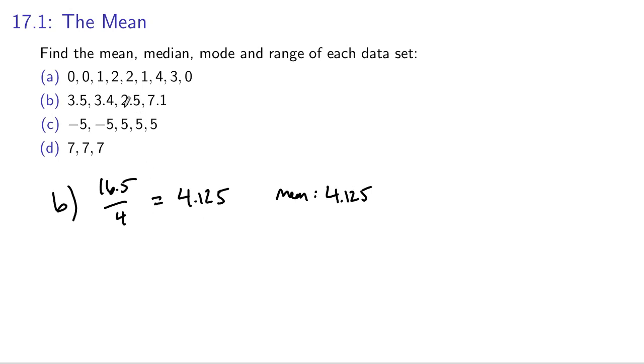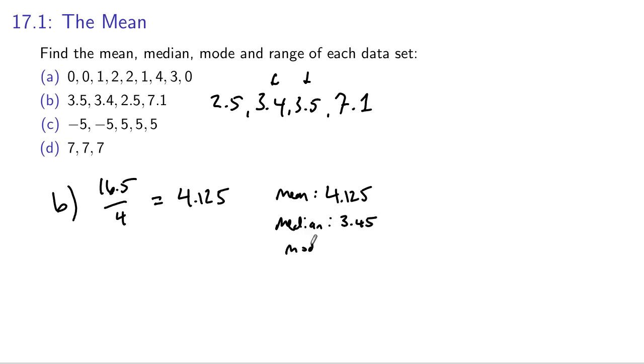This is almost sorted. Well, it's not really. Let's sort it. So 2.5, 3.4, 3.5, 7.1 is the data sorted out. And now for the median, we have 2 middle values because there's 4 entries. So we need to average these 2 middle values. So we can add them together and divide by 2, which will be 3.45. So the median is 3.45.